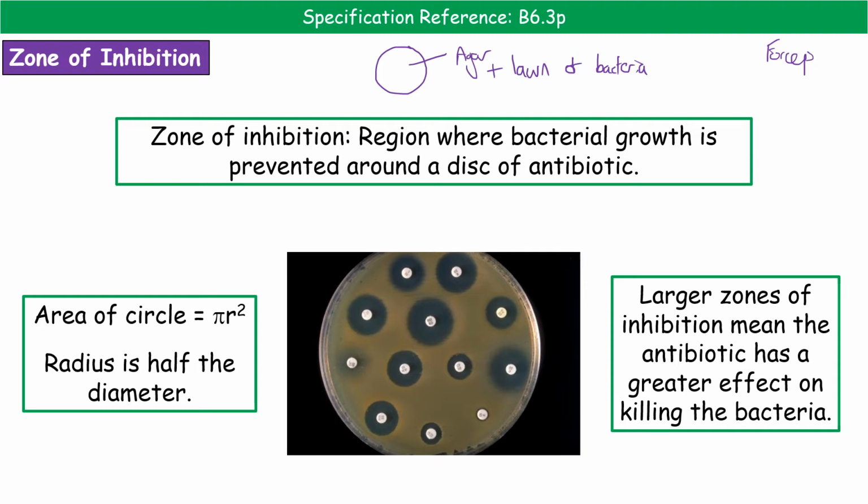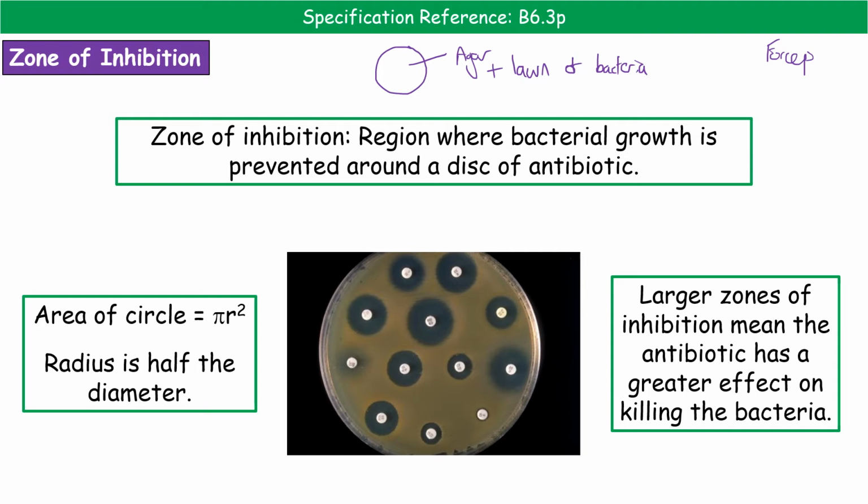We obviously need to consider how we're going to make sure that they are not contaminated. We're going to sterilise them first. So sterilising the forceps could be hold them in the Bunsen flame first of all, let them cool off, and then you can lift your little paper disc up.